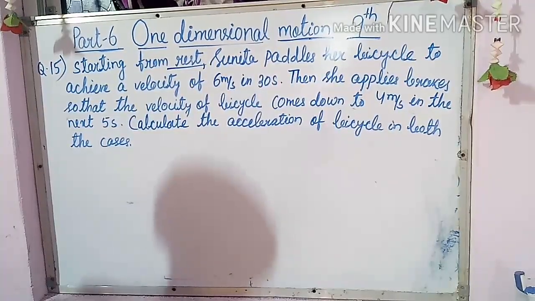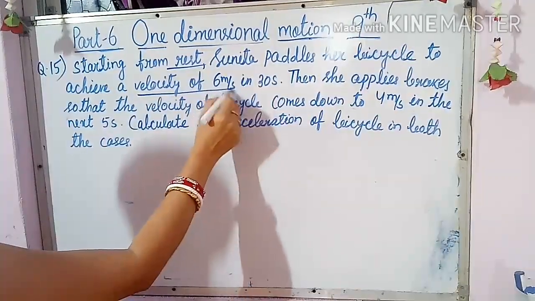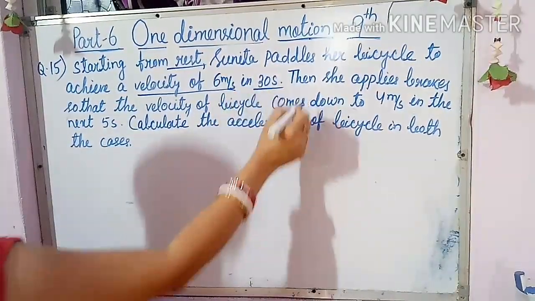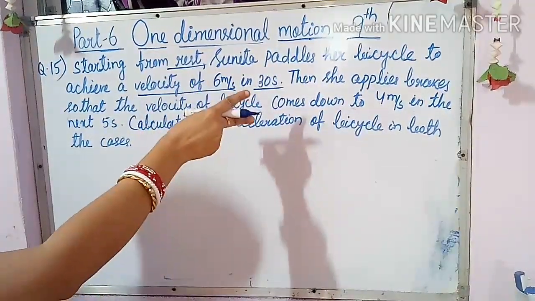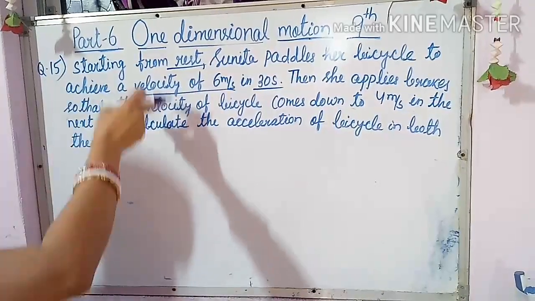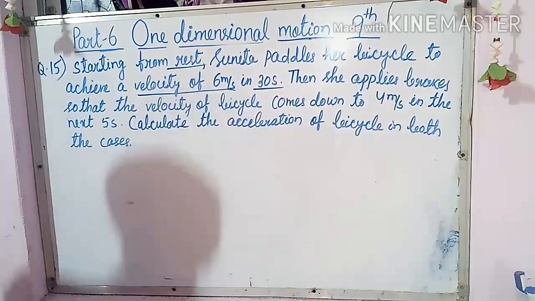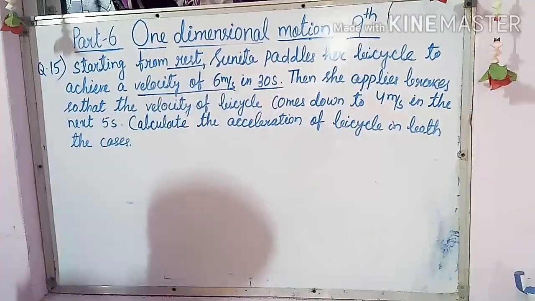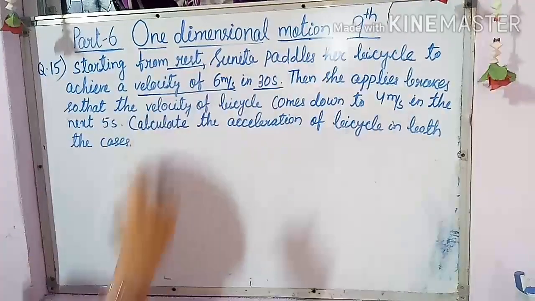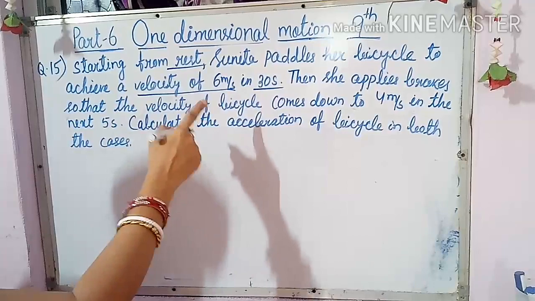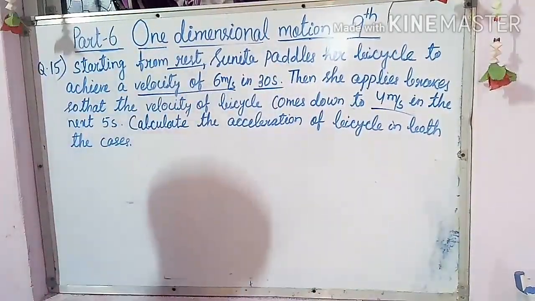Sunita pedals her bicycle to achieve a velocity of 6 meter per second, which is her final velocity, in 30 seconds, which is the time. Then she applies brakes. She starts from rest, then achieves a velocity of 6 meter per second in 30 seconds. After that, she applies the brakes so that the velocity of the bicycle comes down to 4 meter per second, which is again a final velocity.